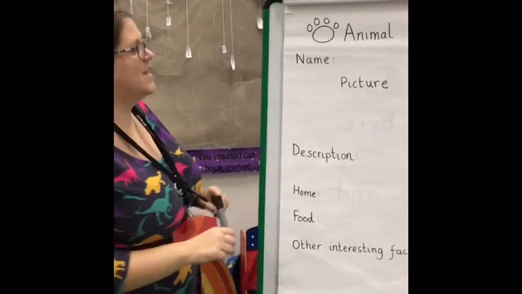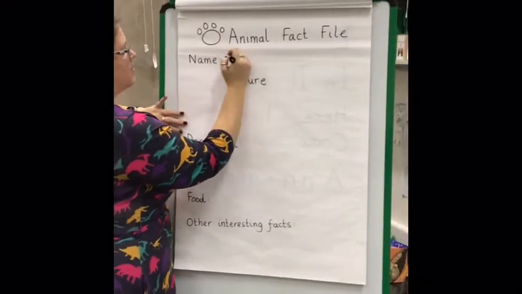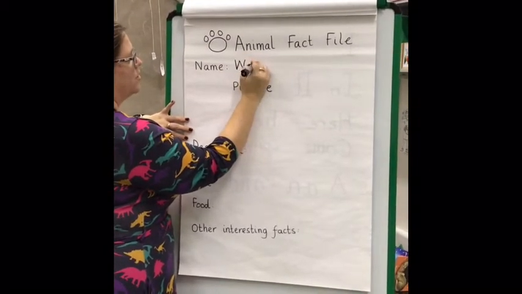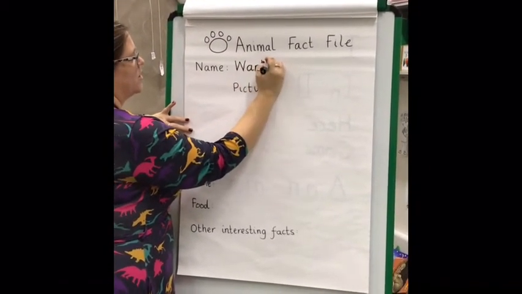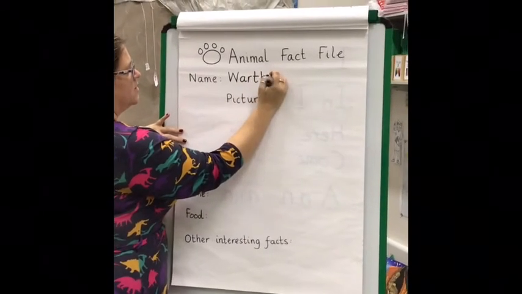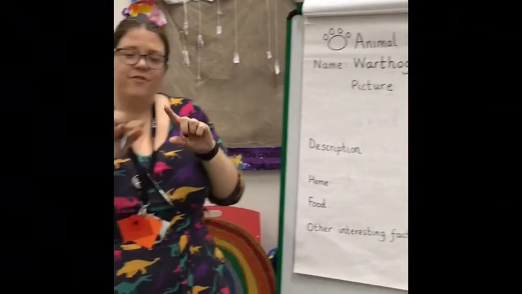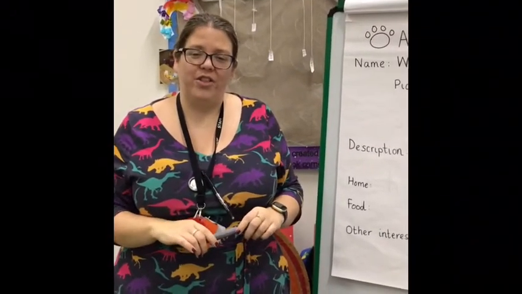So I'm going to pop his name just up here. I'm going to write down what I can hear. So warthog is a tricky one to sound out, but you might have a mat at home that has some of the animals from Africa on there, so you could have a look and see if your animal is already named, and maybe you could copy the name of the animal from there.